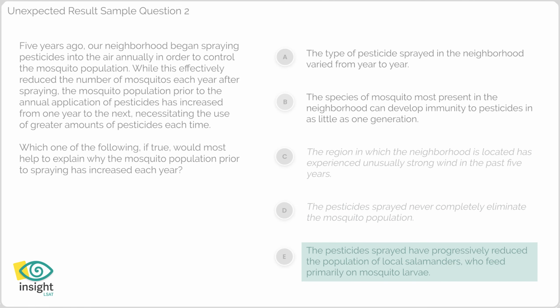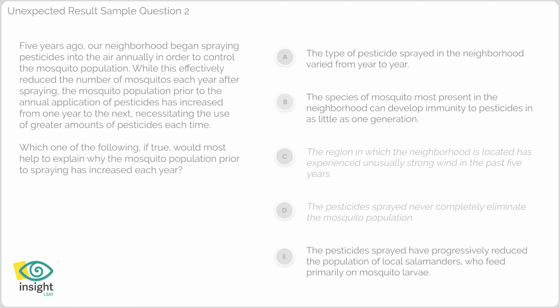And finally, E. The pesticides sprayed have progressively reduced the population of local salamanders who feed primarily on mosquito larvae. Okay, progressively reduced. That pairs nicely with the annual increase that we saw. If the pesticides are slowly killing off a predator of mosquitoes, there will be fewer salamanders each year to eat up mosquito larvae before the spraying. So you get more mosquitoes that you have to spray for. Yeah, this one makes sense. Okay, so E is looking good.